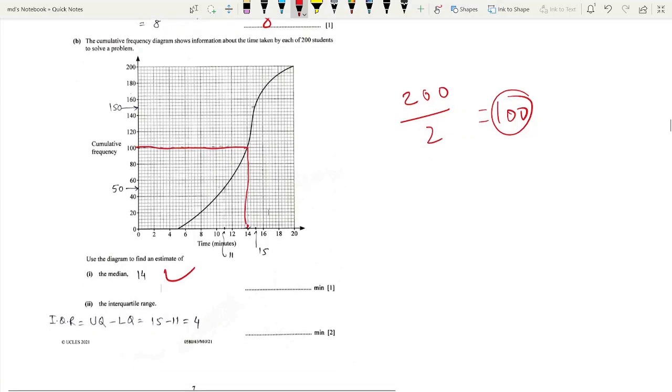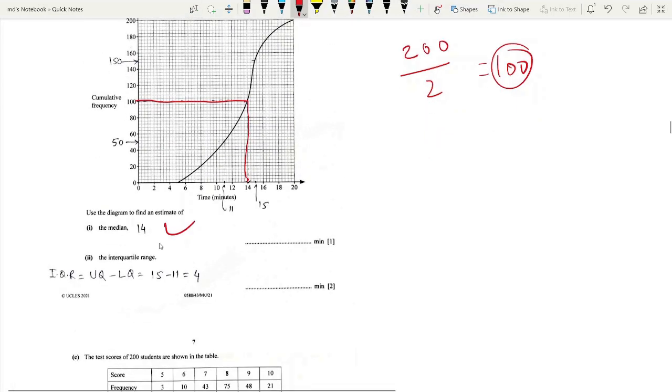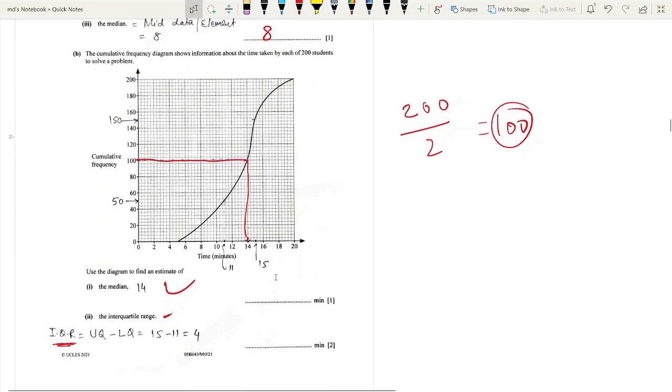Very simple. Now interquartile range. Yeah, this is very important. Interquartile range, in short, we write IQR. So whenever they are asking interquartile range, it means they are indirectly telling us to find the lower quartile as well as the upper quartile, because IQR has the formula upper quartile minus lower quartile, right? So upper quartile we need to find, right?